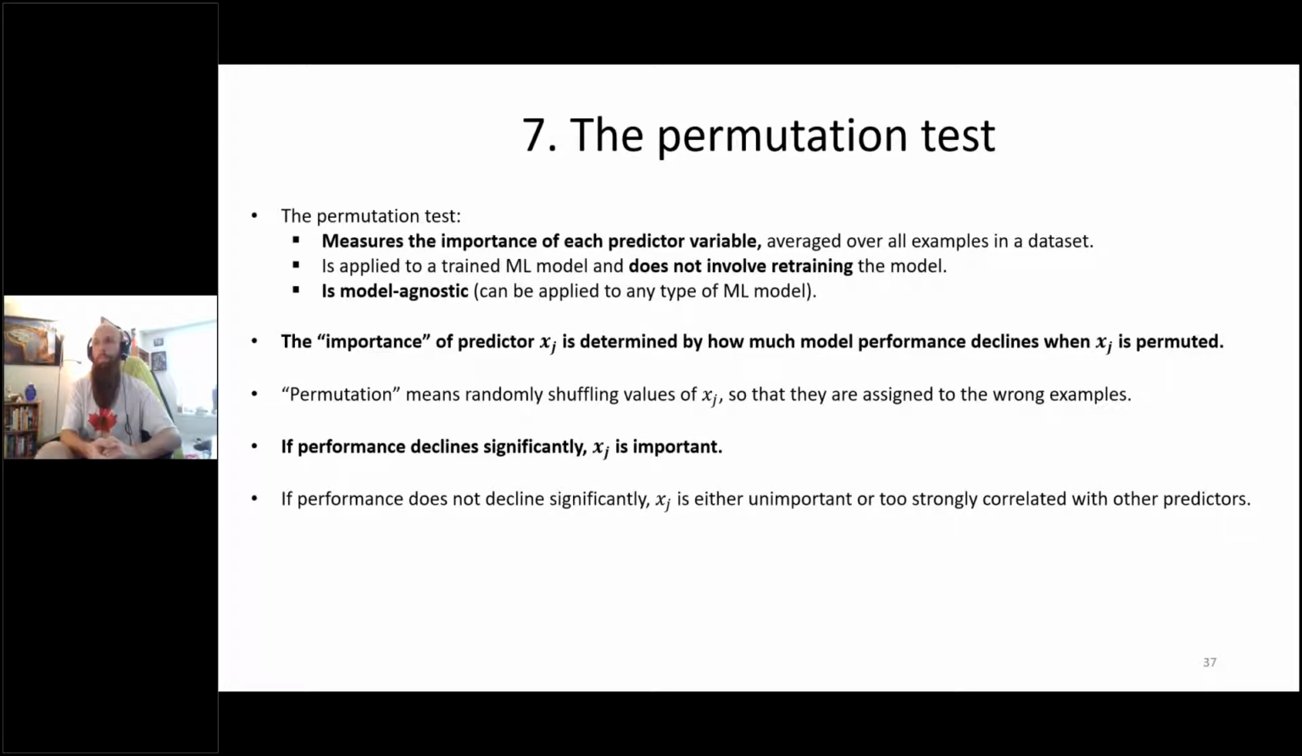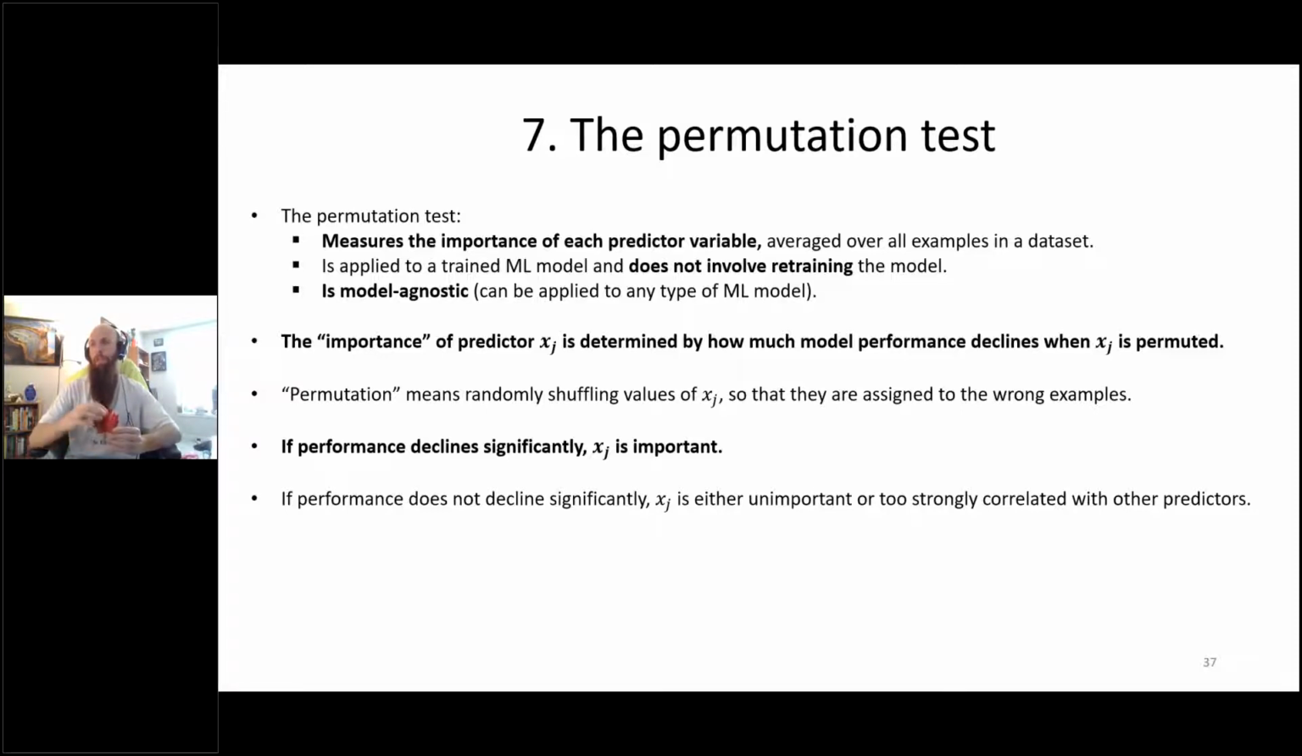Another thing about the permutation test is that it's completely model agnostic, so it can be applied to any type of machine learning model. Absolutely anything you want, it doesn't matter. So the importance, quote unquote, of predictor x sub j is determined by how much the model's performance declines when x sub j is permuted. And when I say permutation, what I mean is randomly shuffling values of x sub j over all the examples so that they end up being assigned to the wrong examples. But every other predictor variable is still assigned to the correct examples.